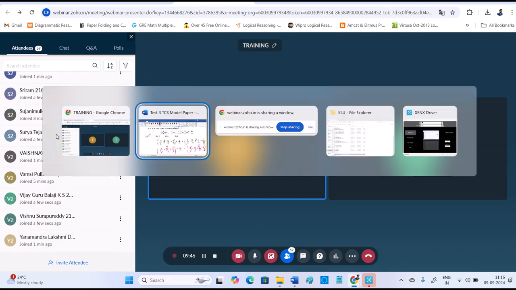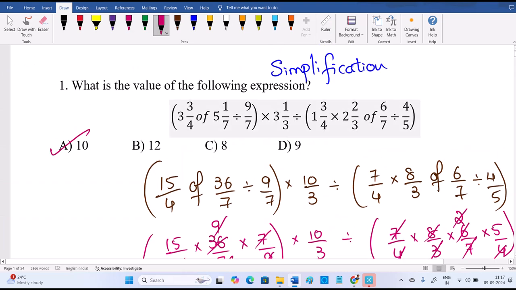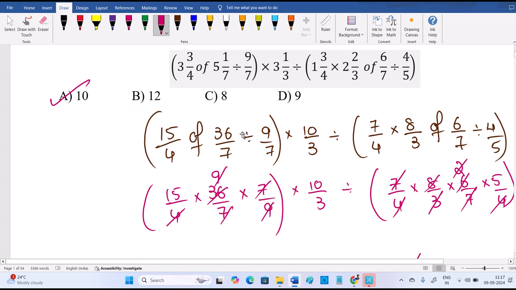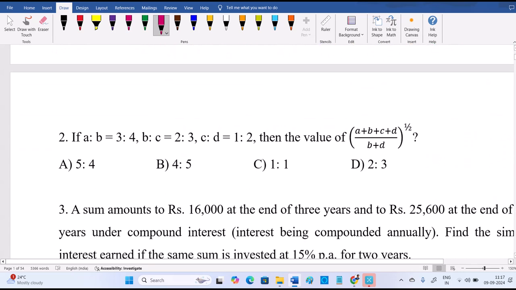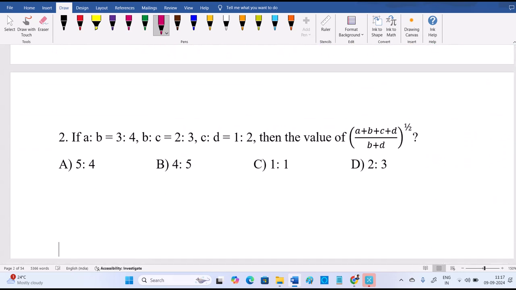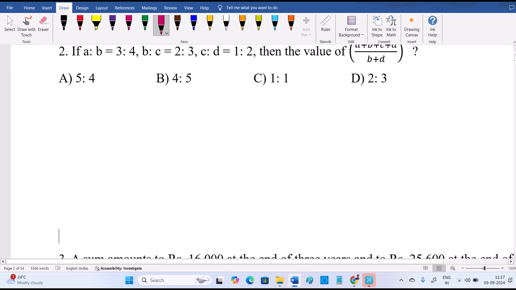Right? Super. Simplification. Good. Now see the next question. Ratios and simplification combined, this one.